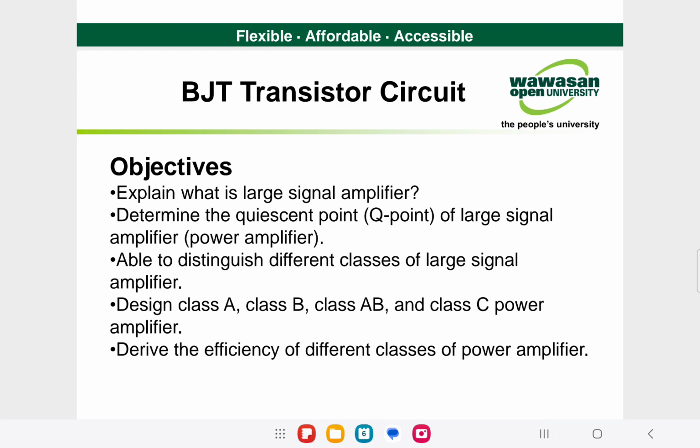And what is actually a power amplifier? It is basically the large signal amplifier, which is different from the small signal amplifier discussed in the previous tutorial. Basically we have covered this in tutorial 2 and also tutorial 1, and you have learned about the BJT transistor circuit for analog electronics in fundamentals of electronics.